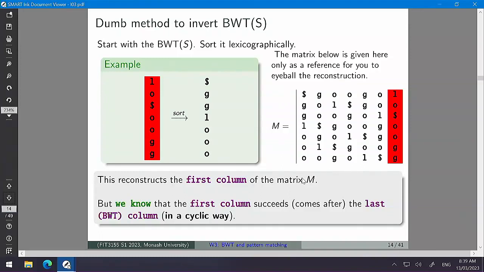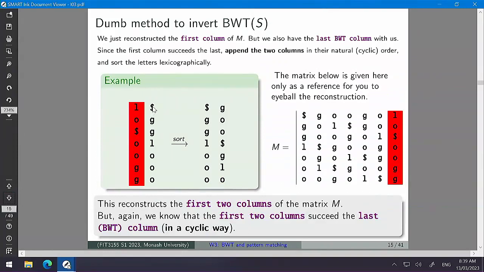Now, what precedes the first column? The last column. Yeah? Cyclic sense, what comes last comes before first, isn't it? So LF, remember? So if what precedes the first column is the last column, which means that I can now take what I've just sorted and put in front of it the last column. Do I have the last column? That's what the Burrows-Wheeler transform is, the last column is always the Burrows-Wheeler transform.